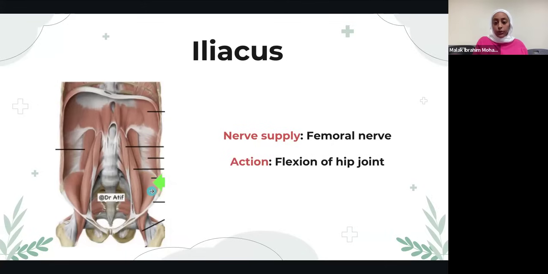Now let's go with iliacus, which we said is found in the iliac fossa. The iliacus also has femoral nerve supply, and the action is flexion of the hip joint. So it's basically the same as psoas major. Psoas major was innervated by the femoral nerve, and its action was also flexion of the hip joint.